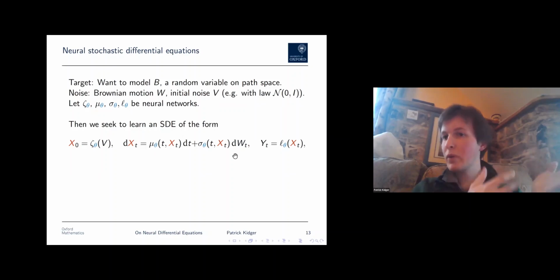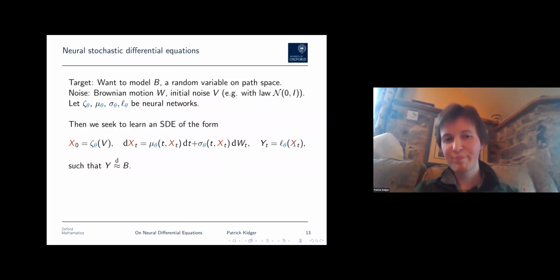And then, in common with all that discussion we had earlier, my SDE, my differential equation, is actually going to evolve in a latent space. If I want to actually get an output from it, then I'm going to take some map from my latent space into my target space. And indeed, this is what I formalize, quote unquote, by saying that Y should somehow look like B.